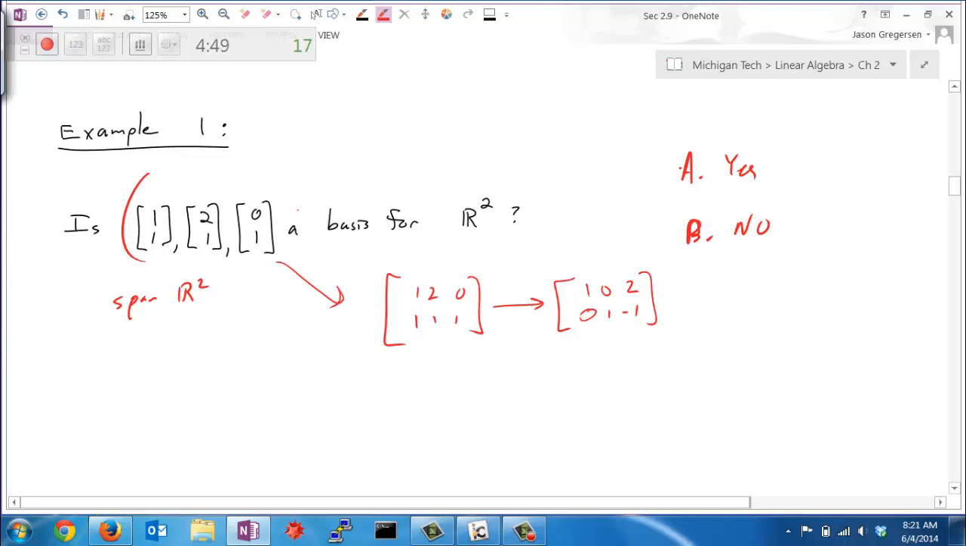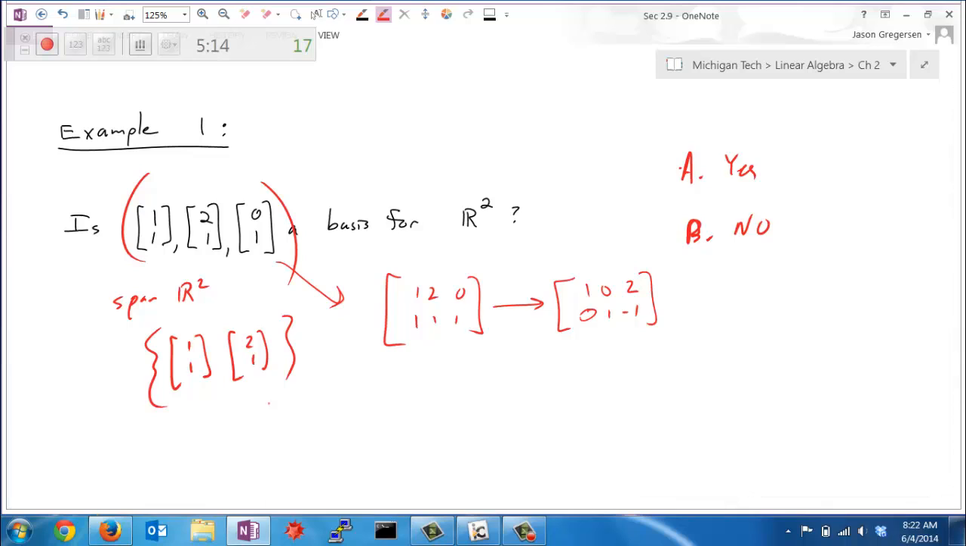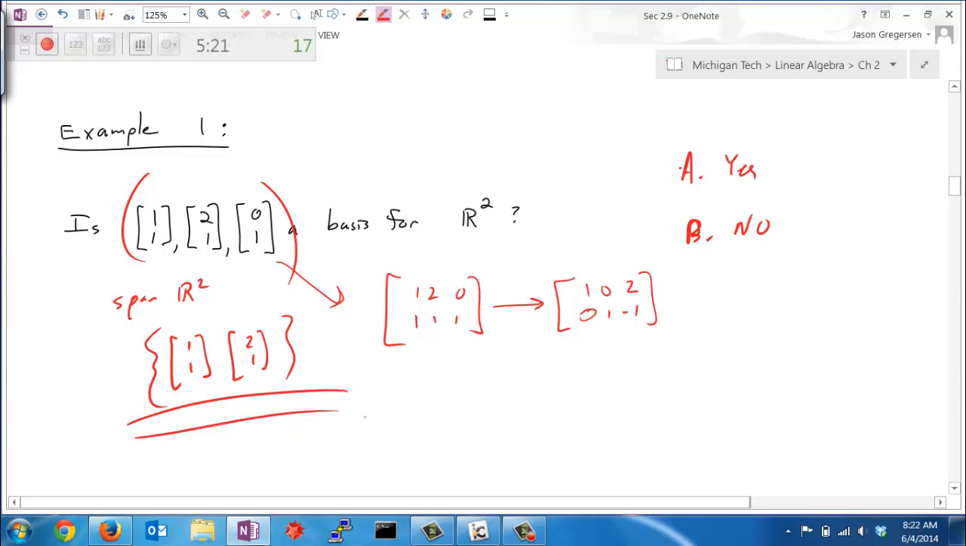Okay. So, is this one a basis? The set of 3 here? It is not a basis, because those 3 vectors are not linearly independent. This would be a basis. But the 3 vectors are redundant. I have an extra one in there. That set of 3 vectors is not linearly independent. Questions about that? So this would be a basis for R2.